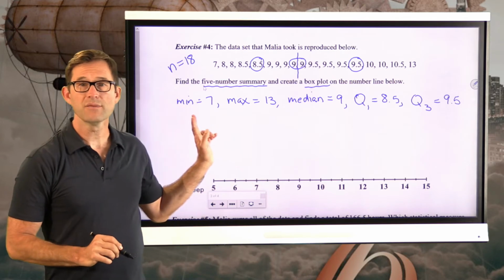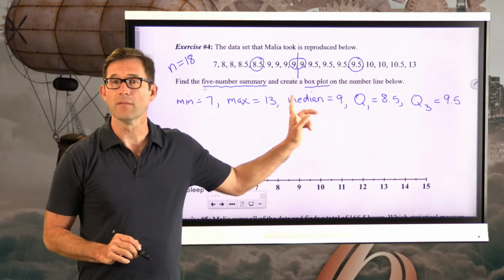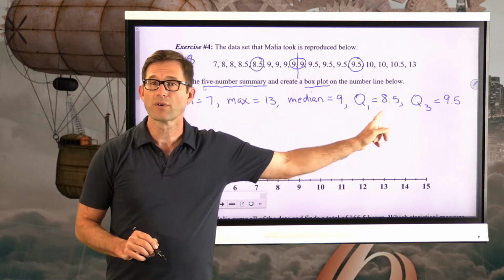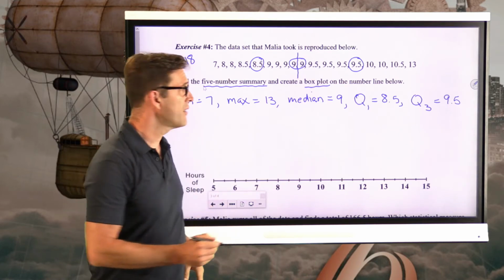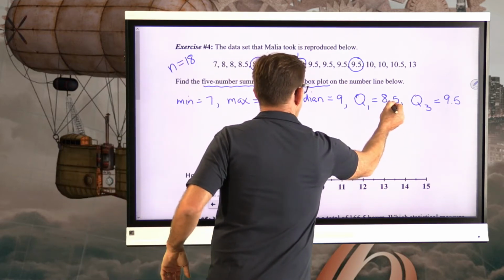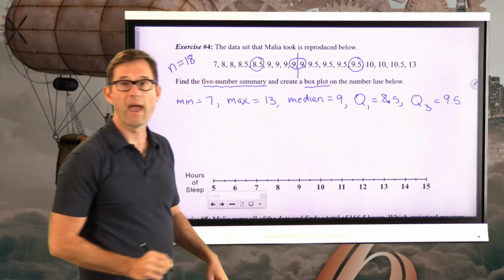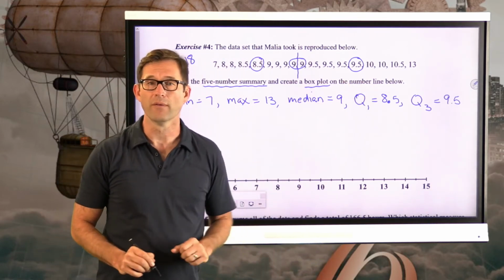Our minimum value, 7, our maximum value, 13, the median of 9, the first quartile value of 8.5, you can almost see that decimal point, not quite, 8.5, and our third quartile value of 9.5.